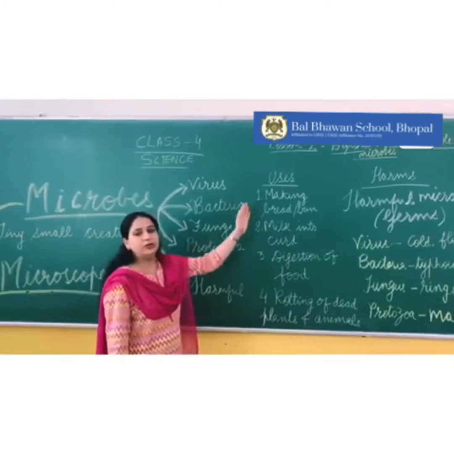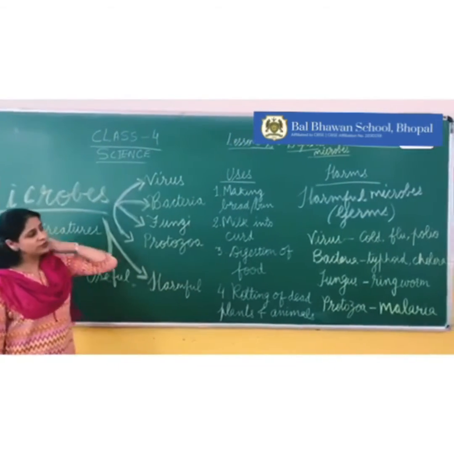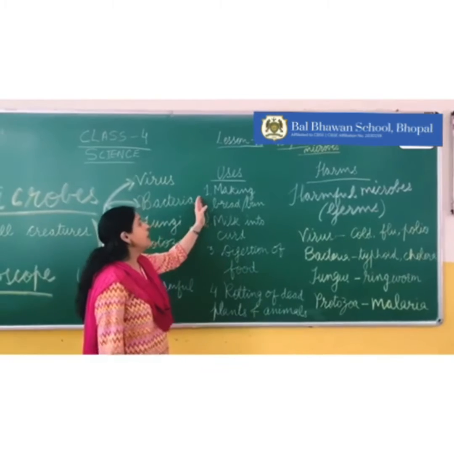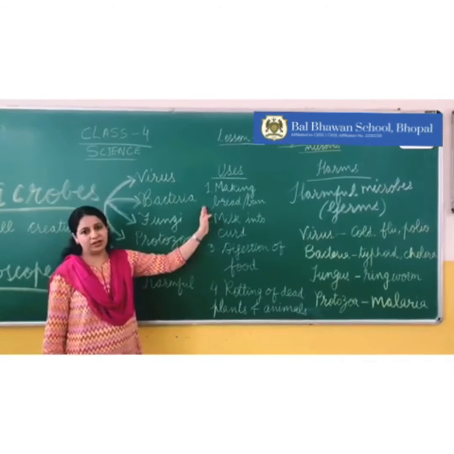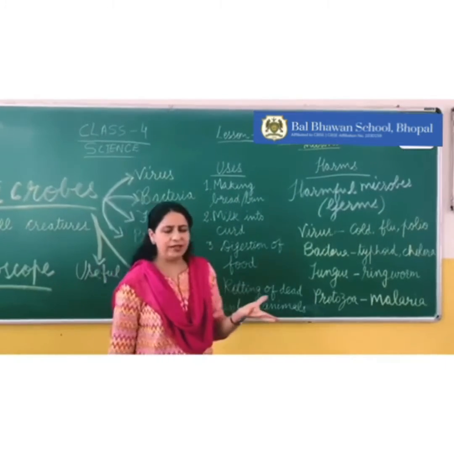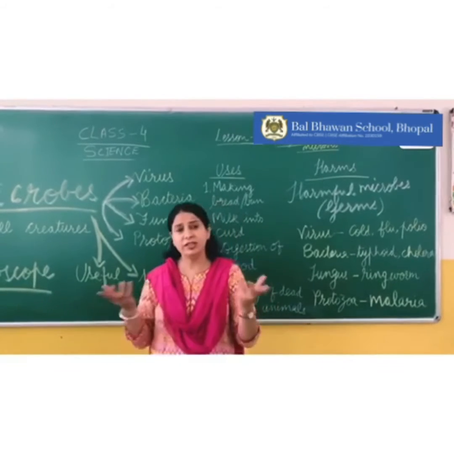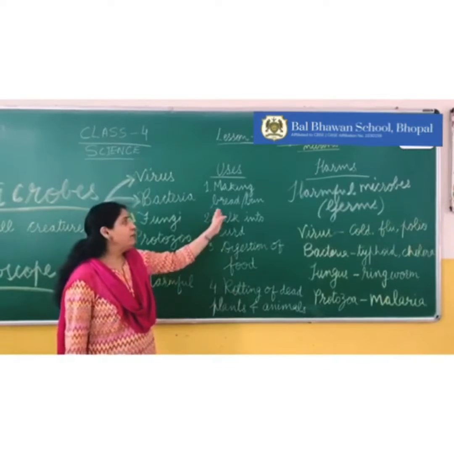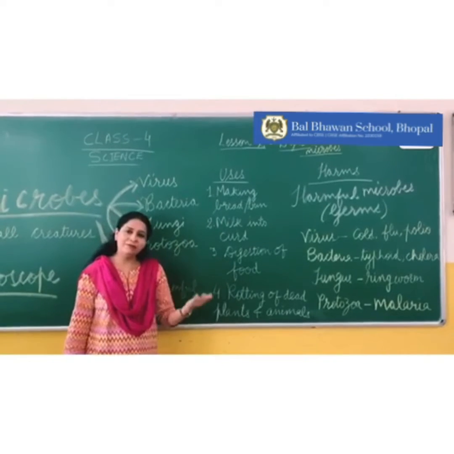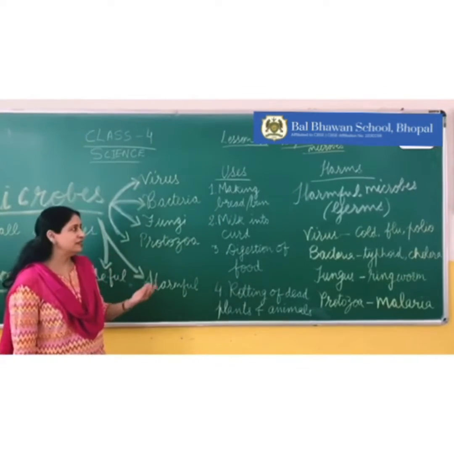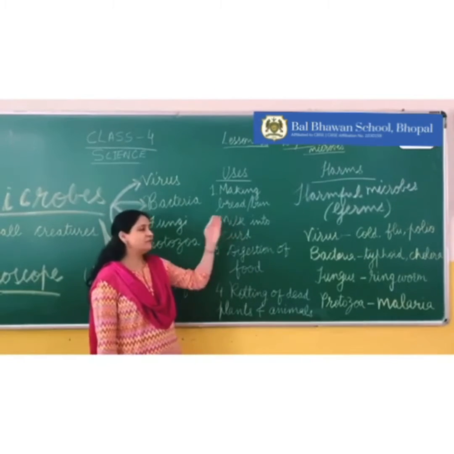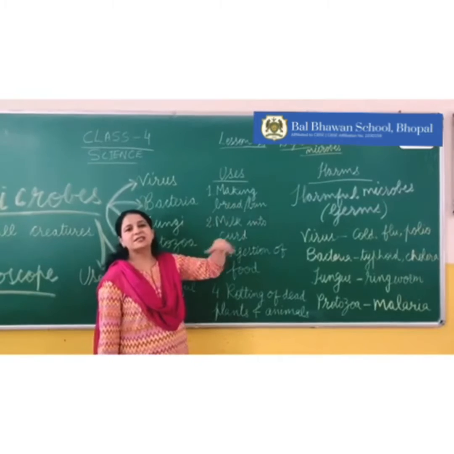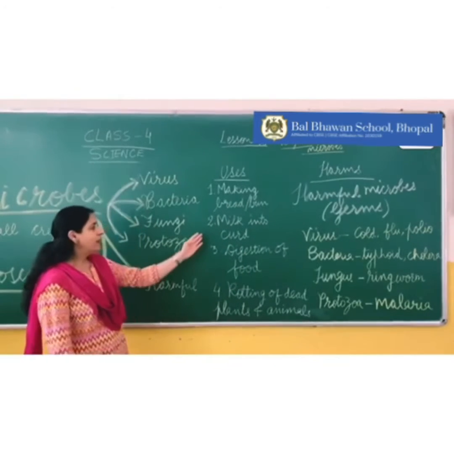Now come to the uses first. Let's discuss the uses of microorganisms. The uses of microorganisms include making of bread and buns. Have you ever wondered why the bread or the buns or even the cake are so fluffy? They are made fluffy with the help of microbes only. A microbe, that is yeast, a fungus, helps to raise the dough and make the bread, buns and cakes fluffy.